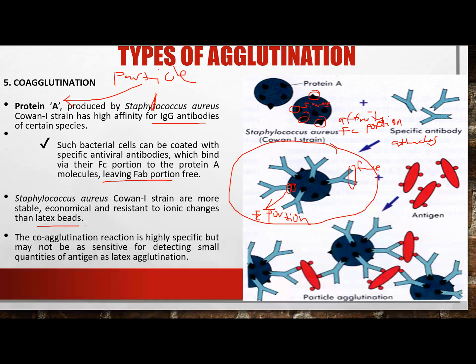Instead of latex beads, they will use S. aureus Cowan-1 strain. The coagglutination reaction is highly specific but may not be as sensitive for detecting small quantities of antigen as in latex agglutination.